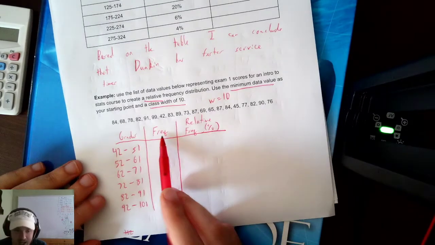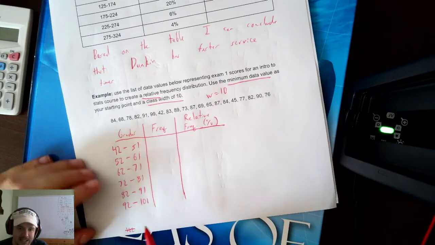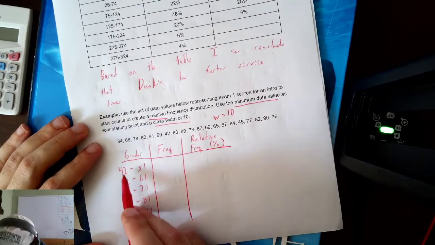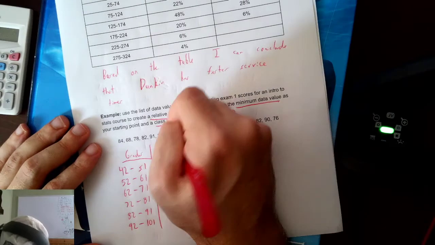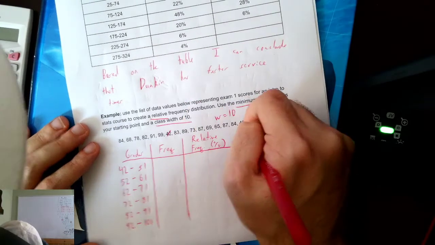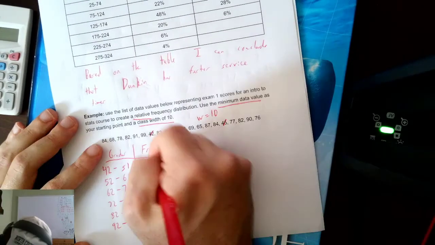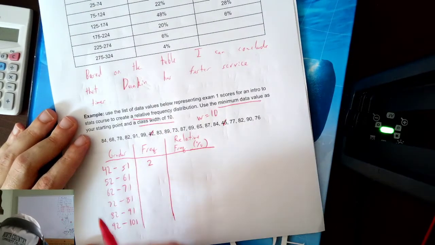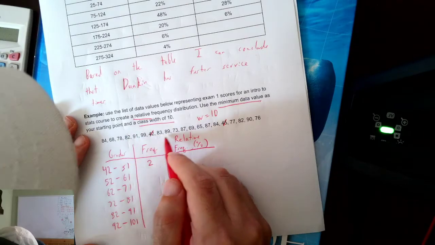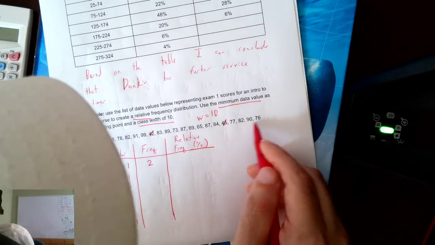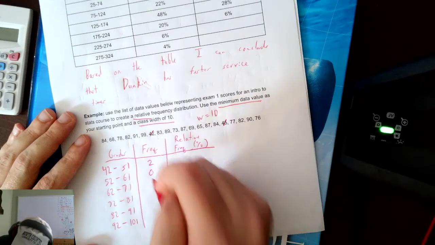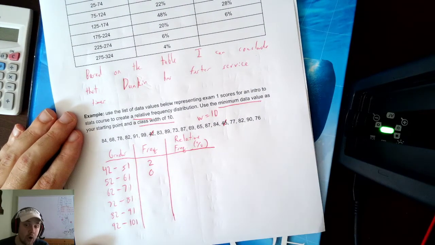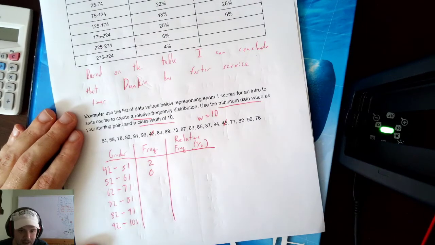Now, frequency. Notice I didn't put tally. It's because with this small data set, maybe we don't need to tally. Let's look. We're looking for 42 to 51. Well, let's see. We've got 1, 2. We've got 2 data points there. Notice I crossed them off as I went. 52 to 61. Let's see. None, none, and none. So we've got 0 in that category. There's nothing in that category. So I'll put a 0. It's okay for a category to be empty.